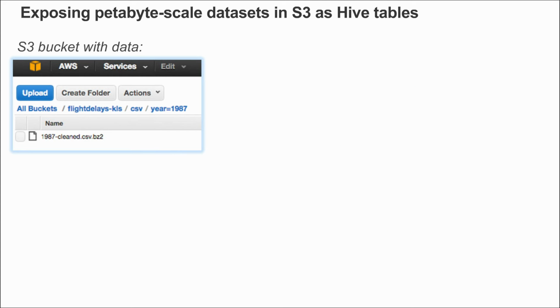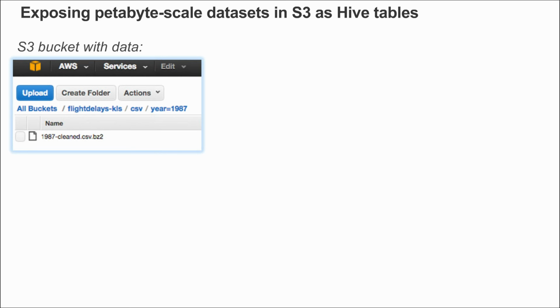So if your data is in S3, how do you expose that in a way that massively parallel compute systems can perform queries on it? Well, this illustrates that. Here's a bucket within S3 called flight delays KLS, and we'll see this during the demo. There's a hierarchy here showing a subpath called CSV. We've got some comma separated value data, and then this additional hierarchy, which is actually a partition. We've got year equals 1987 in this case. Partitioning is a best practice when you're storing your data in S3.